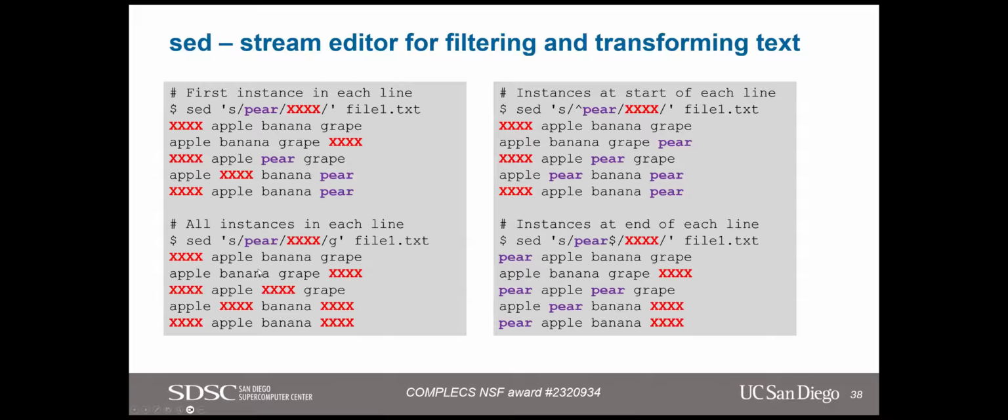So let's look at some examples. In the first one, we are going to search for pair and we're going to replace it with X. In this example, it's searching for the first occurrence of pair, wherever pair may happen to be in the line. In the second one, we want to make sure that every single pair in the file gets substituted with the X. So we include the g at the end, which again stands for global.